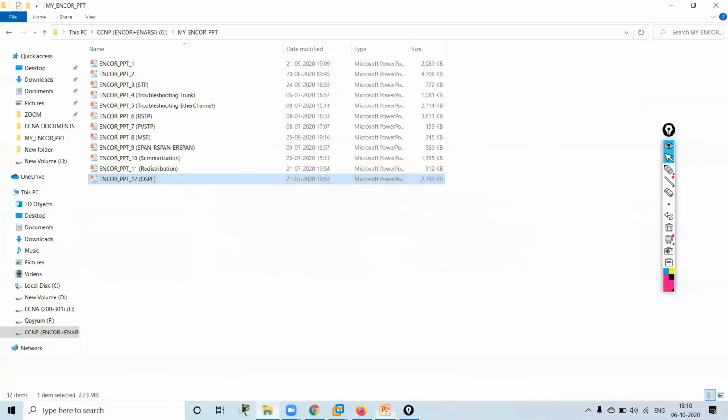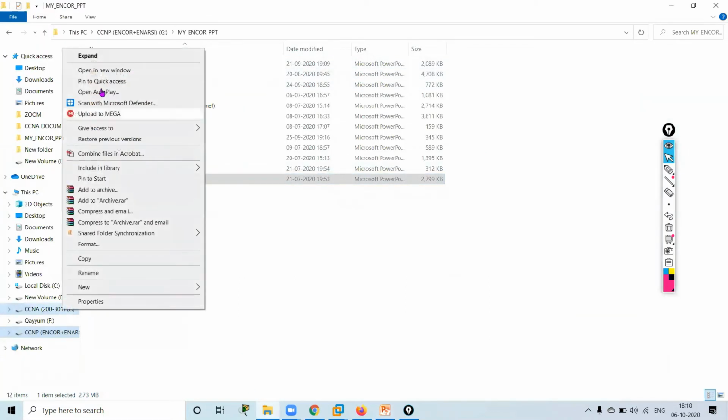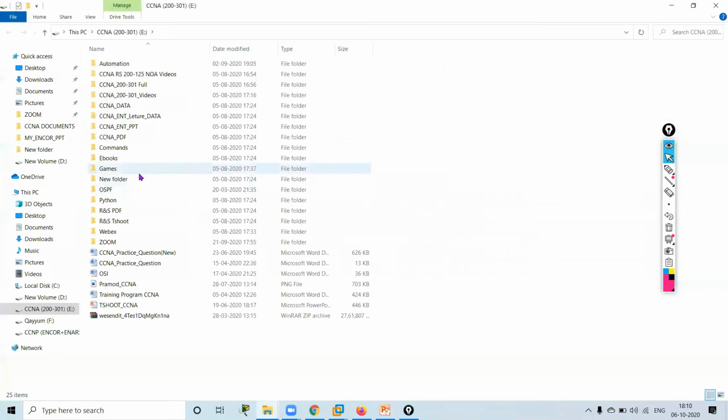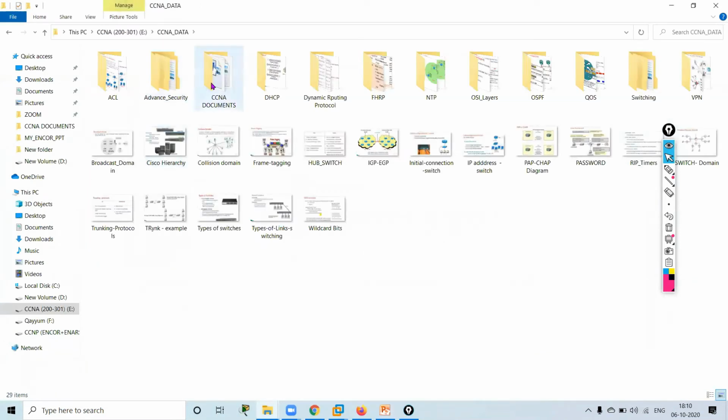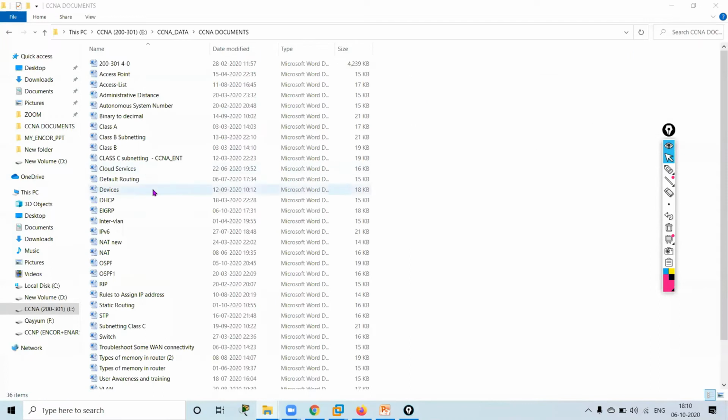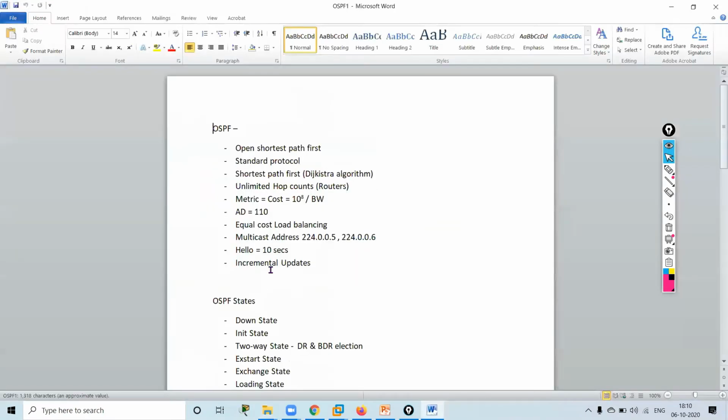I have a Word document that I have created at the CCNA level for introduction, so you can go through it. It is a standard protocol that uses the SPF algorithm, or you can say Dijkstra's algorithm. Dijkstra was the name of the scientist who introduced this algorithm. Unlimited hop counts or routers, you can say.